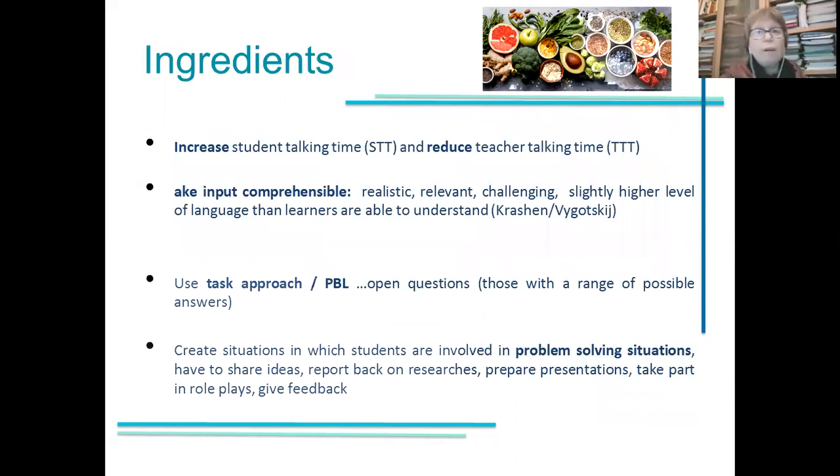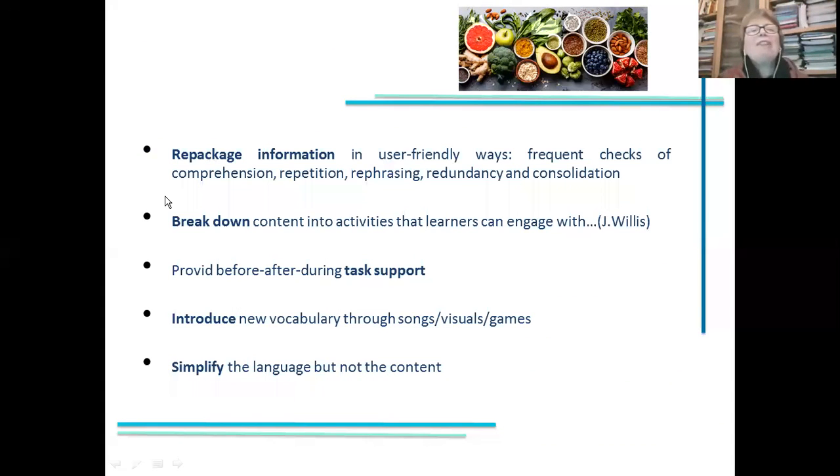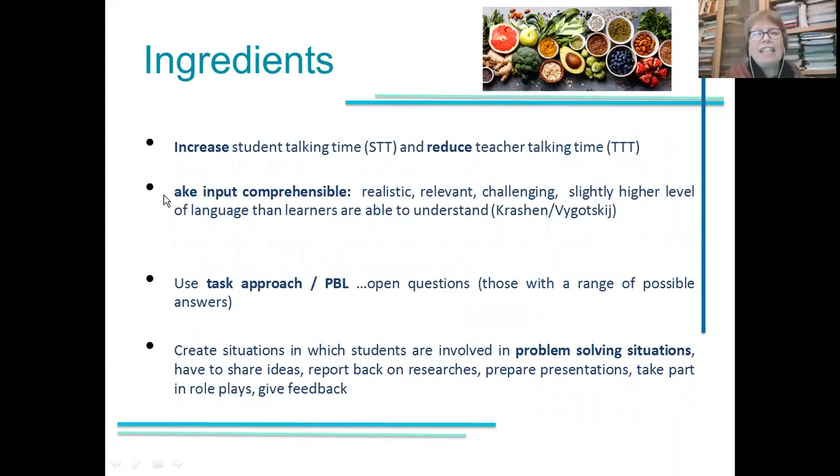We have only 1 hour, so now I go quite quickly. What are the ingredients for a good CLIL planning? First of all, you have to reduce the teacher talking time. Teachers talk too much in class. You have to increase the student talking time. Here an M is missing. You have to make the input comprehensible. So it's very important to give much support to the students to deal with the language that they don't know.